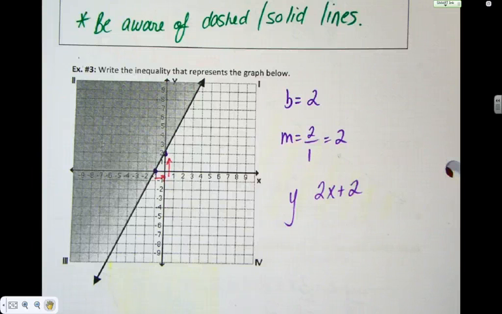Okay, so nothing new from last semester. This is exactly what you did. You just would have put an equal sign. All we're throwing in is the inequality piece. Is it greater than, less than, greater than or equal to, less than or equal to? How can you tell?